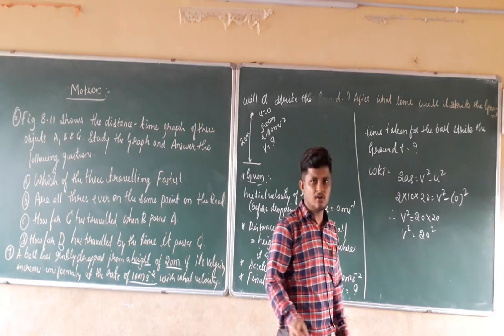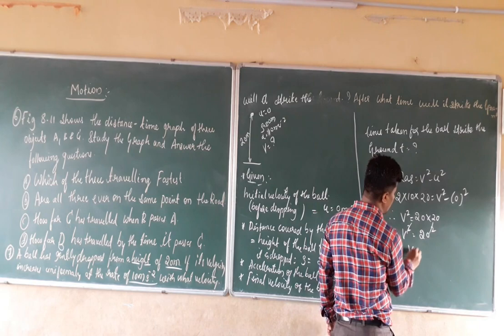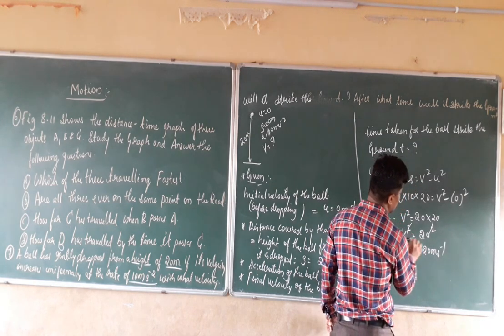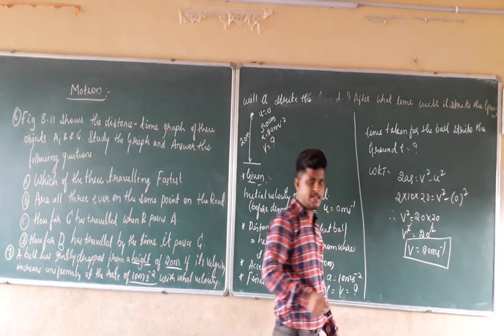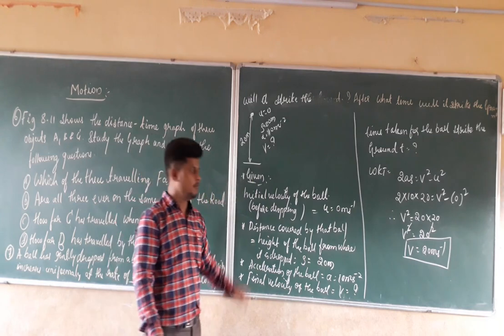20 into 20 is equal to how much? It will be equal to 20 square, so the square gets cancelled. v equal to how much? It is equal to 20 meter per second. It is the final velocity of that ball which is dropped from a height of 20 meters.